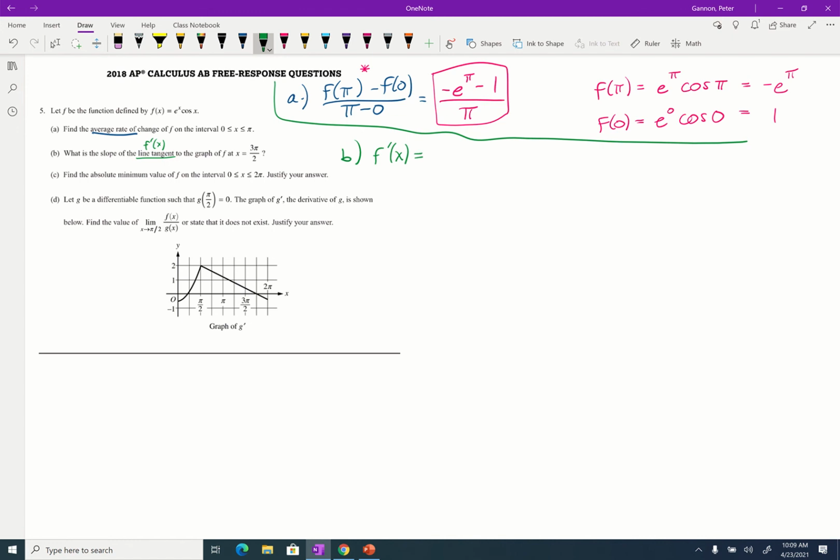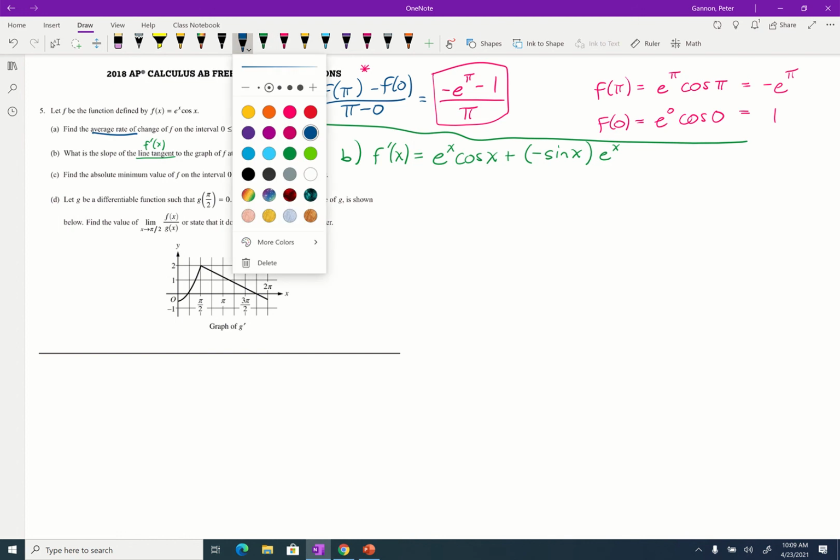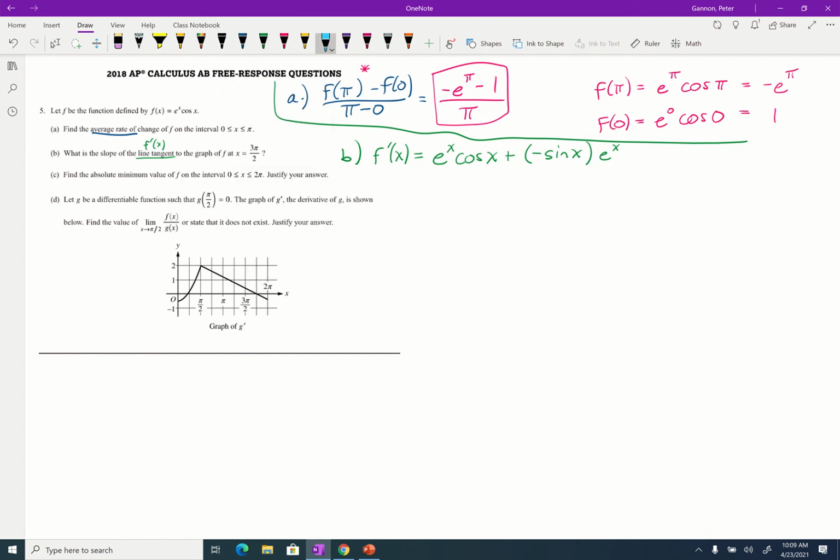So f prime of x is the derivative of the first, e to the x, times the second, cosine of x, plus the derivative of the second, which is going to be negative sine of x, times the first, e to the x. From there, we are going to calculate the derivative at 3 pi over 2. So we want f prime of 3 pi over 2.